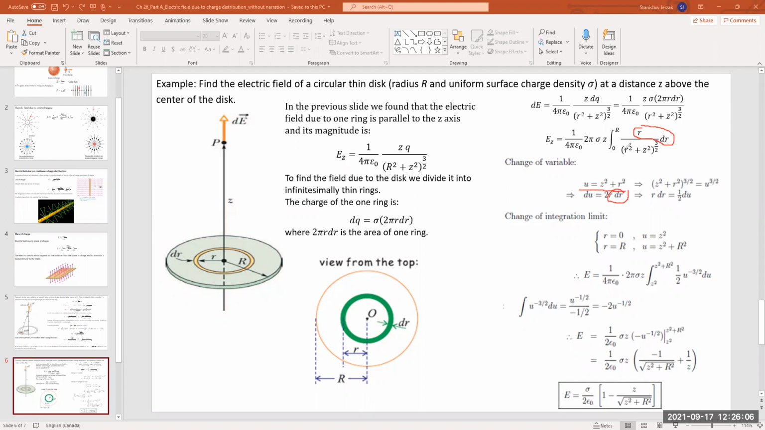And instead of r squared plus z squared, I write letter u, because I made this substitution. So again, instead of r dr, I write du divided by 2. And this will be u to 3/2. So this is that integral now written. Constants I have in front, 1/2, right? Because it was du divided by 2, and u to negative 3/2.